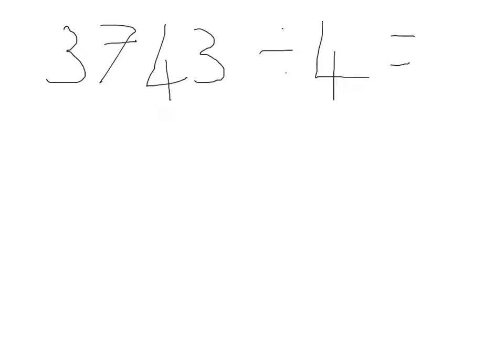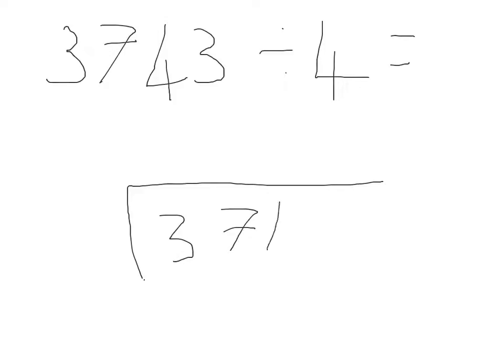Right, let's go on with the sum. First, you need to do the bus stop grid like this. Then you need to put the biggest number under the bus stop. In my case, it's 3,743. And then the smallest number needs to go outside, like that, 4.